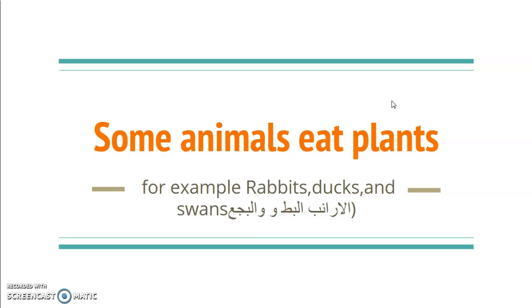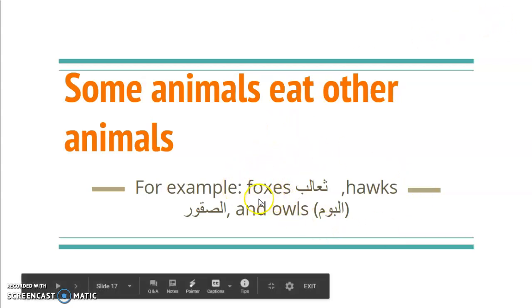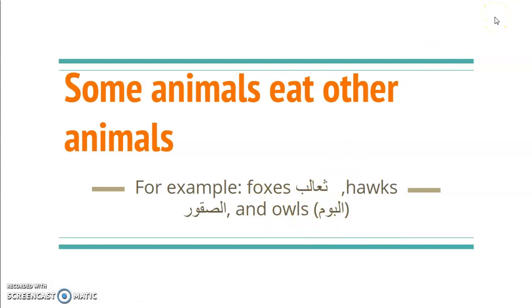For example, rabbits, ducks, and swans. Some animals eat other animals. This is called predation. For example, foxes, hawks and owls. These animals eat other animals.